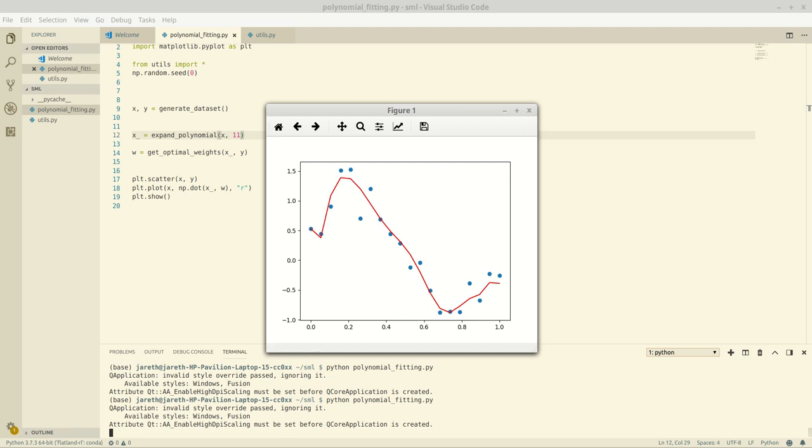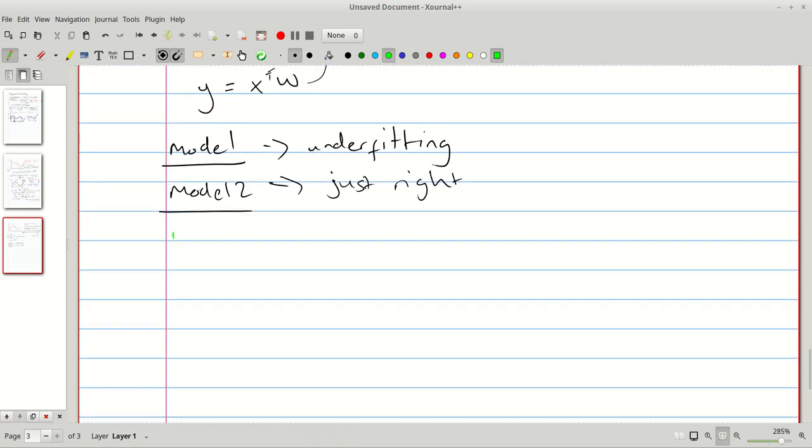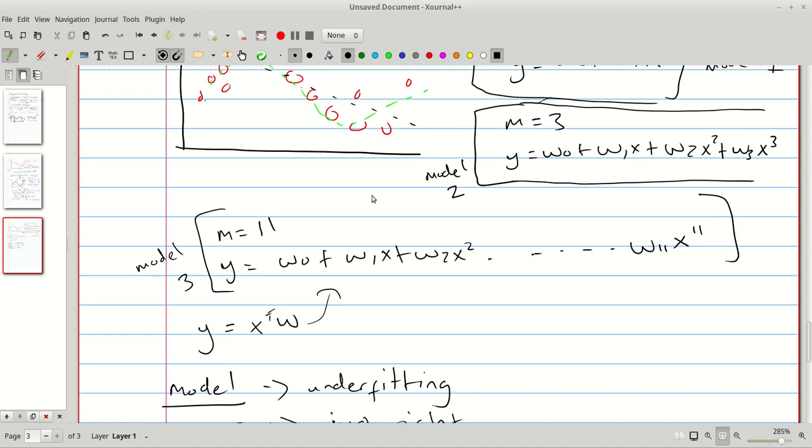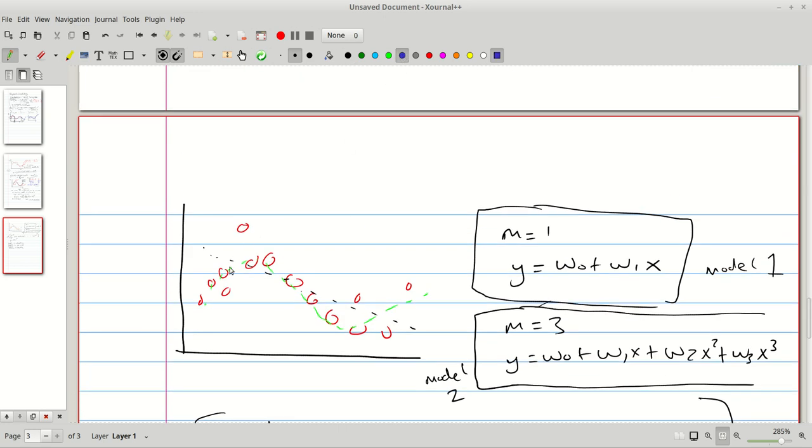So this is what we say: model 3 is overfitting. As you can see, model 3 is quite complicated. It goes up to a factor of 11. So based on this data set, it's going to try to learn the exact patterns of this data set, right?